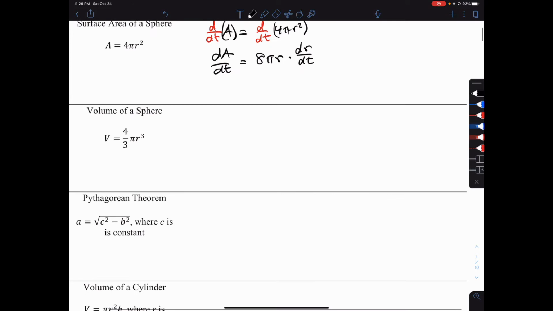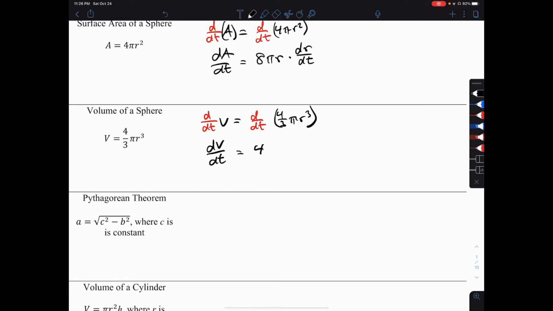Next, we have the volume of a sphere. So we're supposed to take the derivative of both sides with respect to time. On the left, the derivative of V with respect to time is dV over dt. On the right, this is the power rule. Multiply the 3 times the front. 3 times 4/3 is 4. And then we have the pi, subtract 1 from the exponent. This is with respect to t, but the variable was an r. So we have to tack on to the end the derivative of r with respect to time.